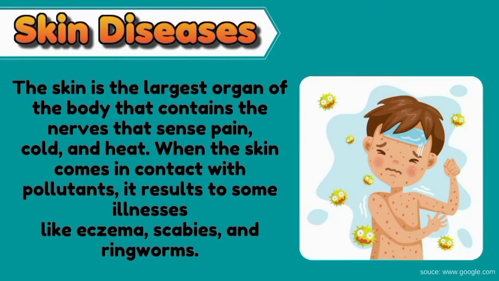Skin diseases. The skin is the largest organ of the body that contains the nerves that send pain, cold, and heat. When the skin comes in contact with pollutants, it results in some illnesses like eczema, scabies, and ringworms. Ang mga nabanggit na karamdaman ay karaniwang nagpapakita ng sintomas ng panunuyo, pangangati, at pamumula ng ating mga balat.